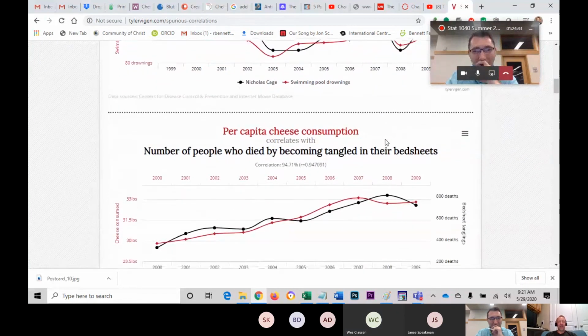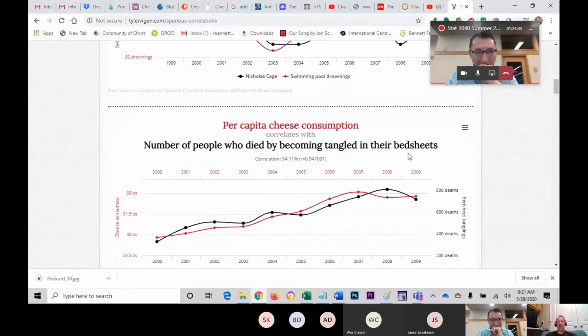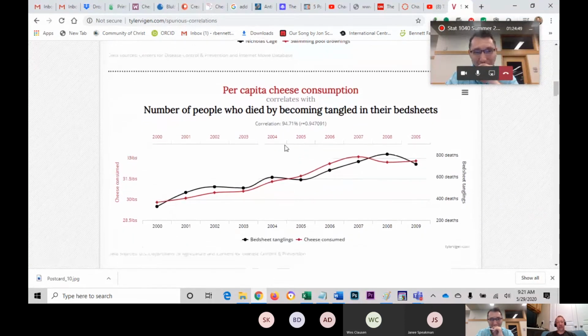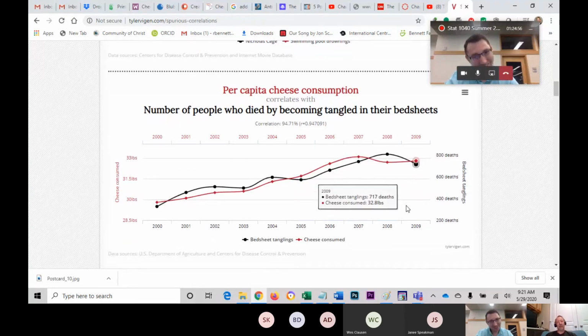How about this one? The number of people who died becoming tangled in their bed sheets with per capita cheese consumption. I mean, clearly it looks like if you eat too much cheese, you're going to die becoming tangled in your bed sheets. Okay, look at this. We got a really strong correlation. Your correlation is almost 95%. That is a very strong correlation.